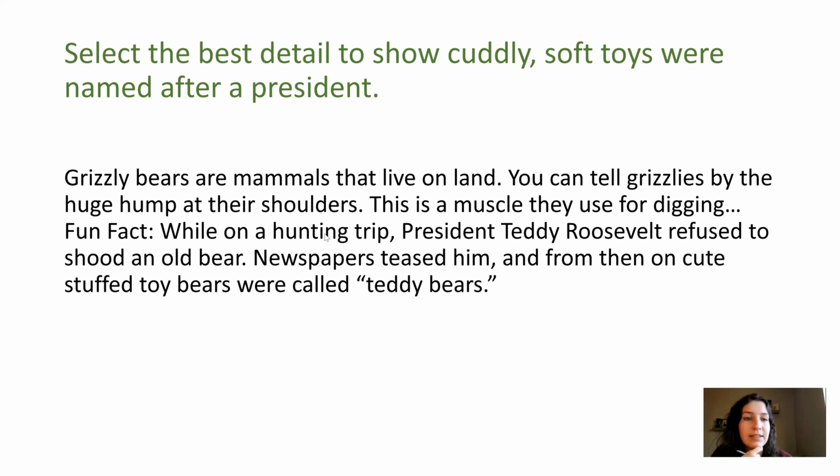So our first sentence is grizzly bears are mammals that live on land. This is just telling us something about a certain type of bear. Doesn't mention anything about presidents or cuddly soft toys, so probably not that sentence. You can tell grizzlies by the huge hump at their shoulders. So now we know a defining feature of grizzly bears, but still we haven't quite gotten to cuddly soft toys or presidents.